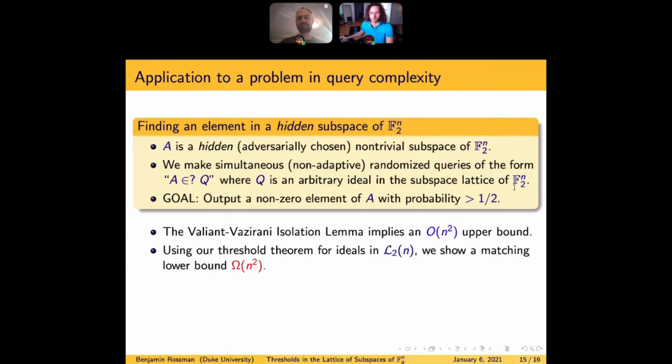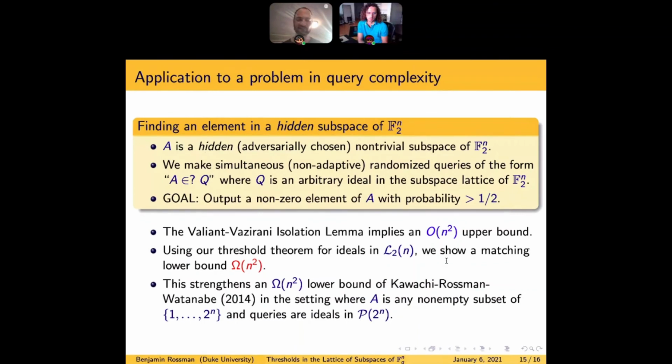There's an upper bound of n squared queries, which follows from the Valiant-Vazirani isolation lemma. I'll wrap up in a minute. Using our threshold theorem for ideals in the linear lattice, we can show a matching lower bound of omega of n squared. So this is strengthening a result from that paper.